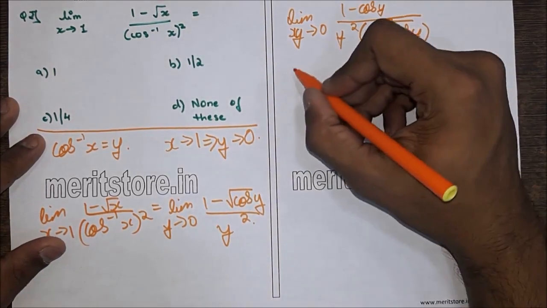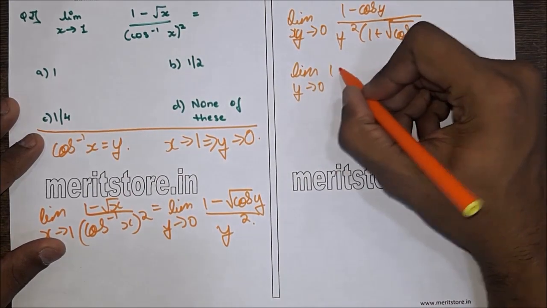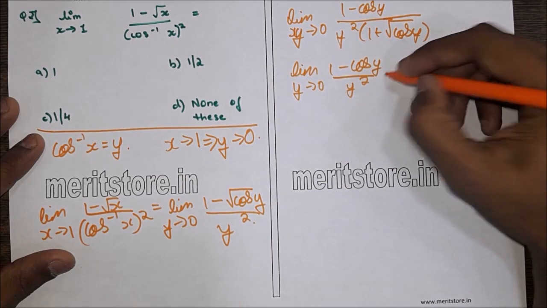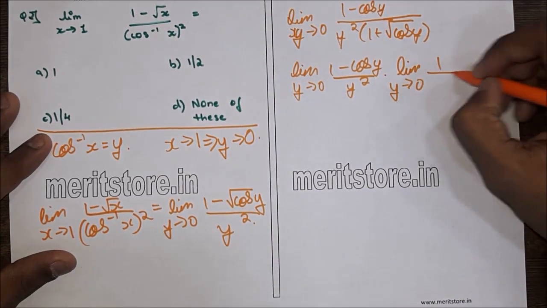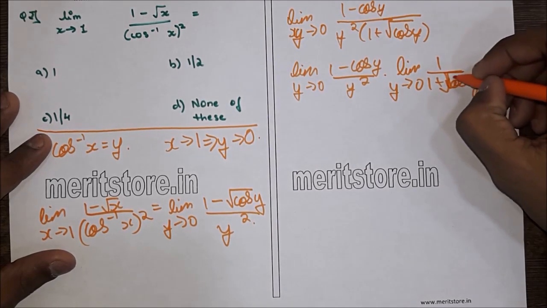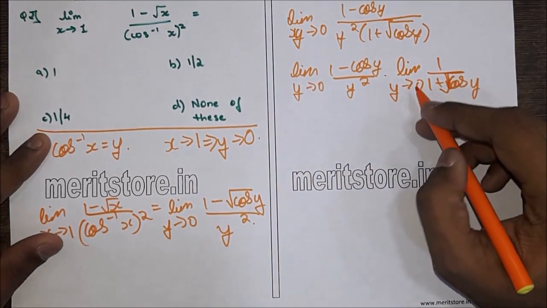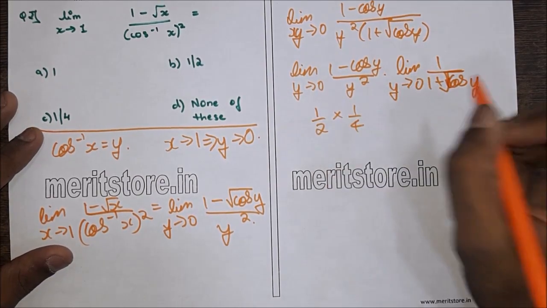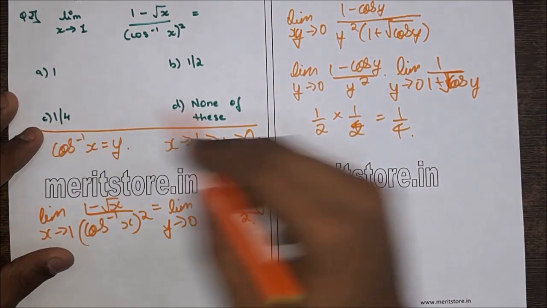Now we could solve this in an easier way. Limit of y tends to 0, (1 minus cos y) by y square into limit of y tends to 0, 1 upon (1 plus root cos y). Now we apply the limit to each of these terms individually. That gives us 1 by 2 into 1 by 2, which is equal to 1 by 4. That is option C.